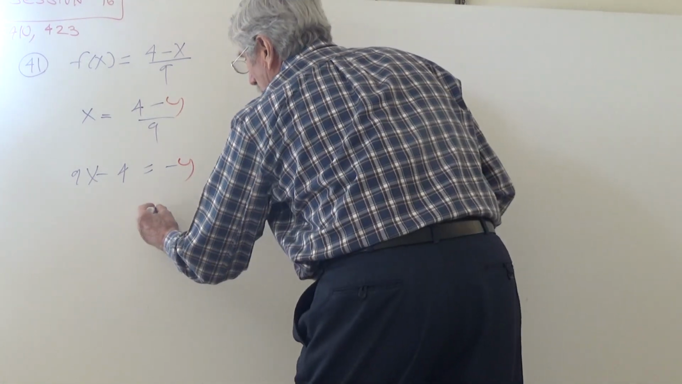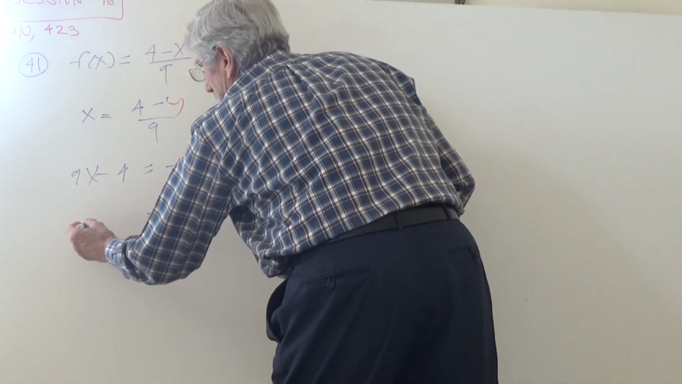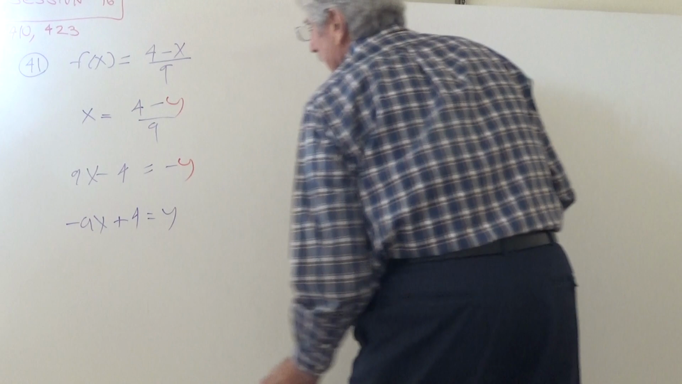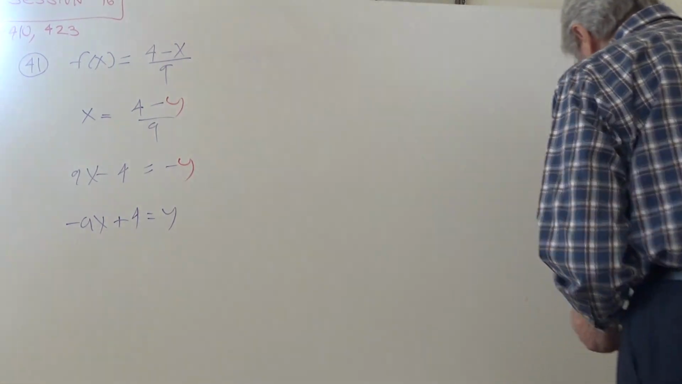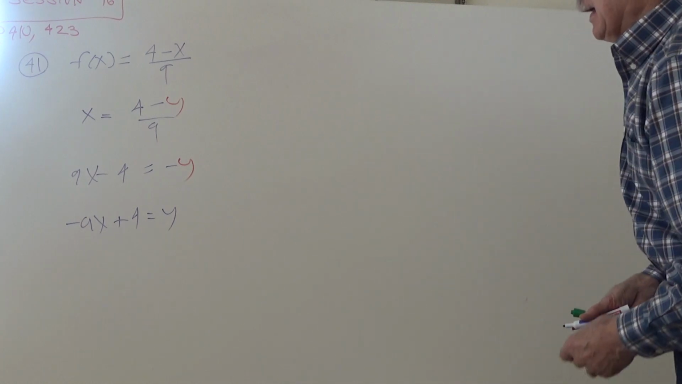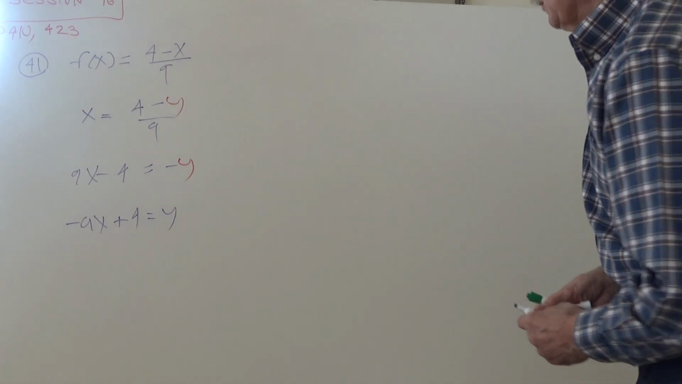How about saying y is equal to negative 9x plus 4, and you could put the positive 4 out front if you want. It doesn't make any difference. I think the author might do that, but this looks good enough. We're going to say y is equal to 4 minus 9x, or negative 9x plus 4.